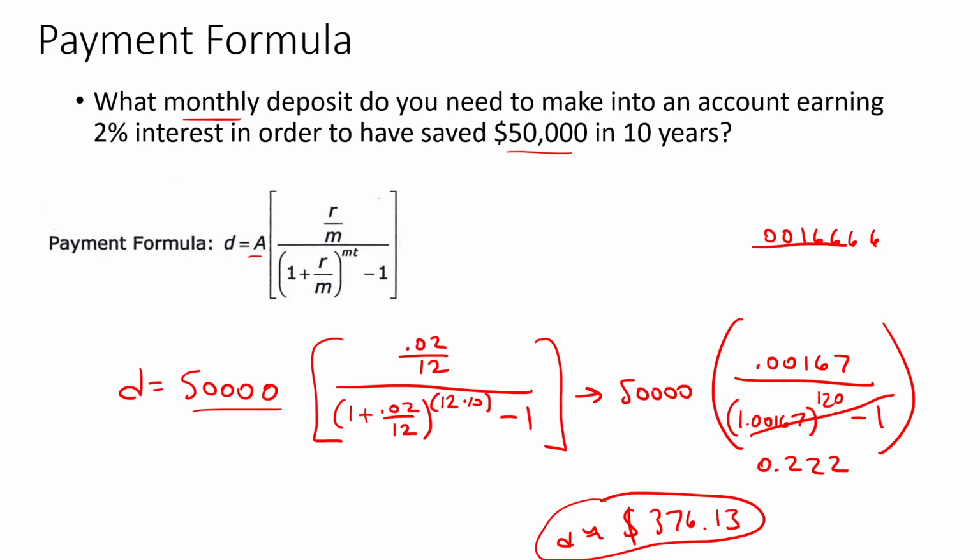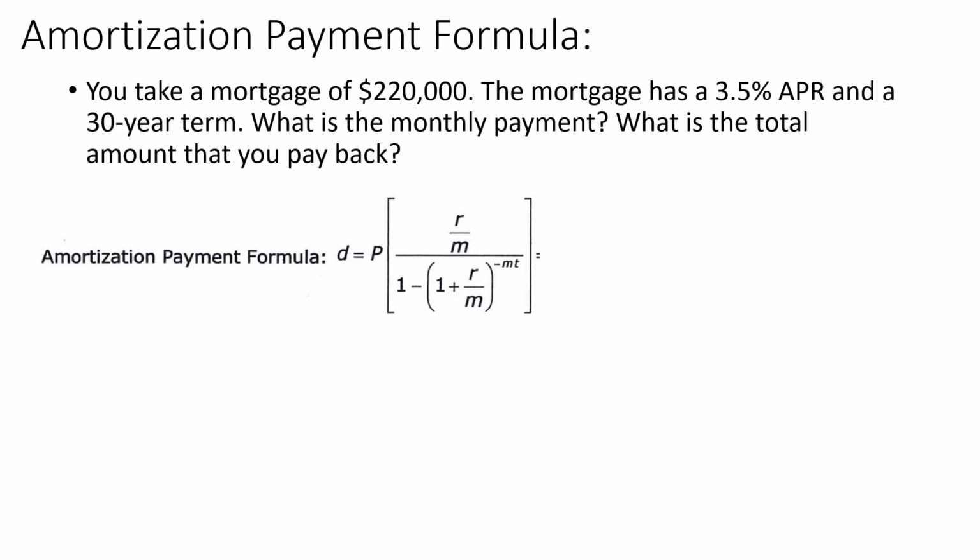All right, final example, and this one will be a little more involved, is the amortization payment. This is where you are paying back a loan of some kind. A mortgage is just a type of loan for houses, but this could be like a car loan or a student loan or any situation where you are borrowing money and paying it back. Okay, you are not saving your money, you are paying it to somebody else.